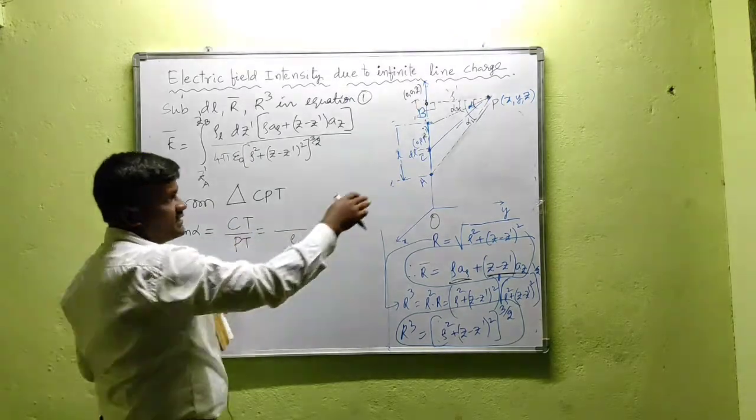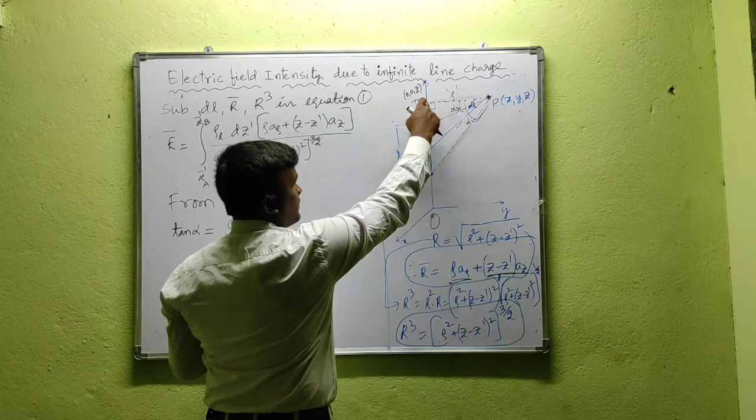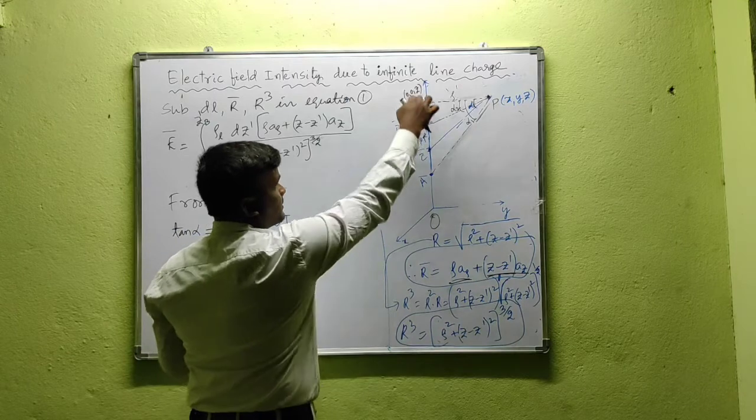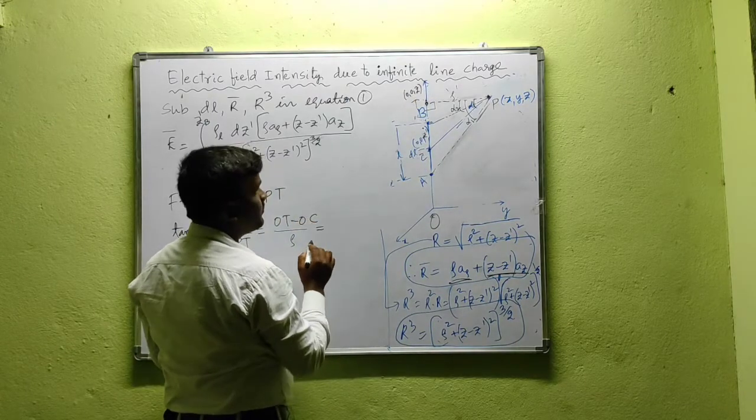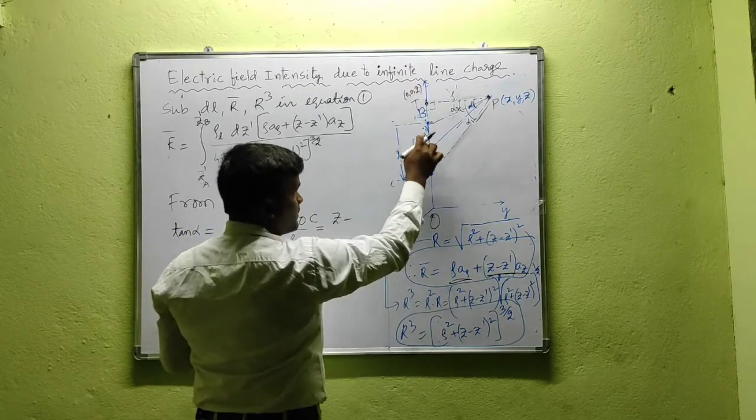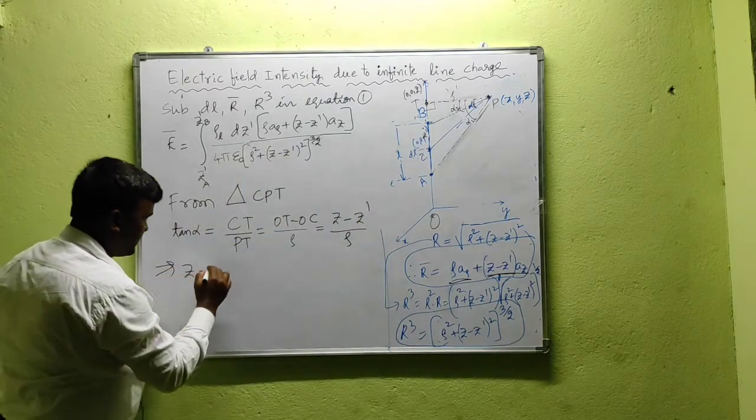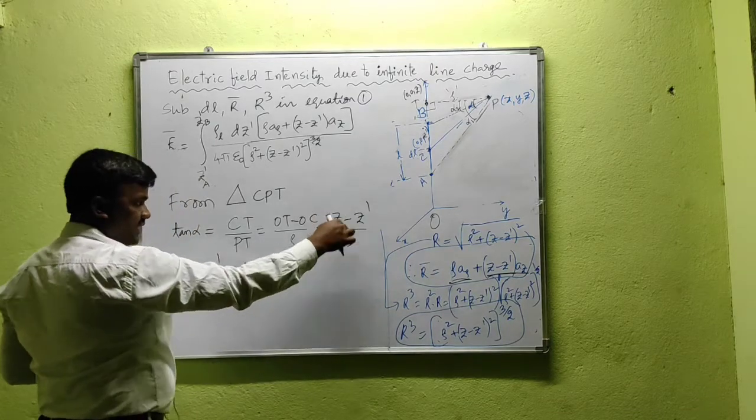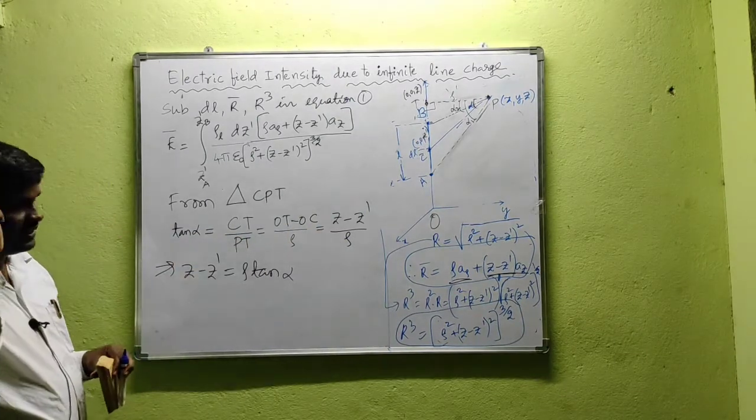And what about CT? CT is along the z axis. CT is nothing but OT minus OC. Origin to this point is Z, and OC means this point is Z dash, so CT is Z minus Z dash. So tan alpha equals Z minus Z dash by rho. From this we can write Z minus Z dash equals rho tan alpha.